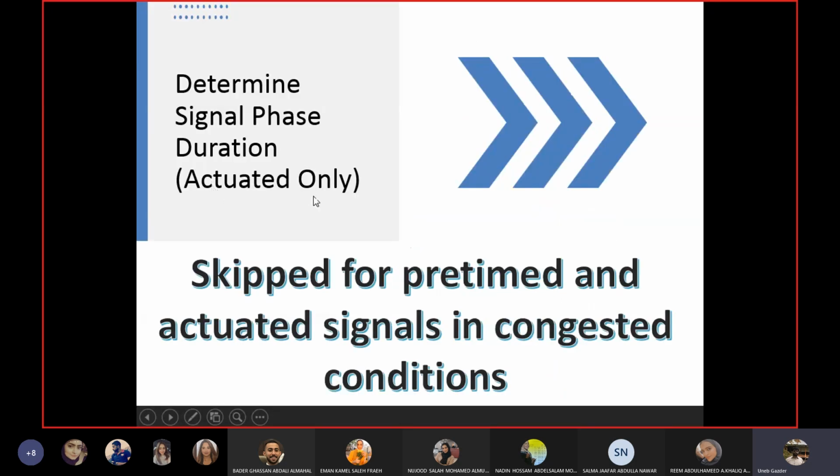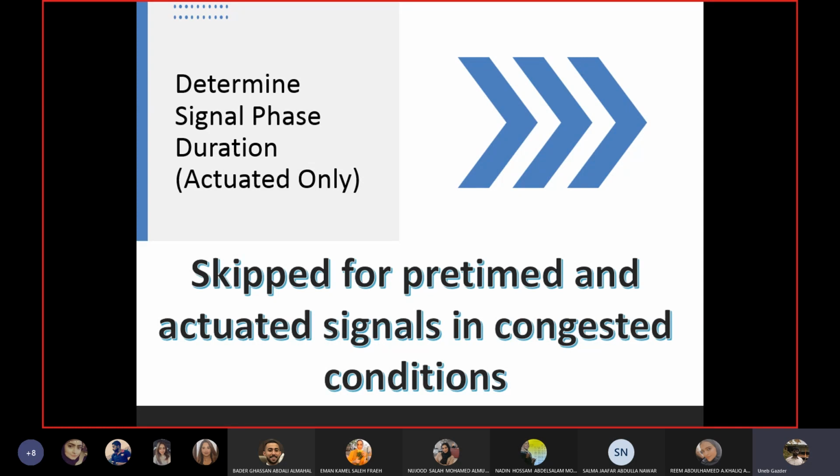Then you need to find out the signal phase duration as well. Duration means the minimum and maximum of the signals. Duration is required where you have actuated signals. Obviously, pre-timed signals have only one timing, right? They have only one value. So if you ask me for green of this direction, I'll give you one value, and so on for the other directions as well.